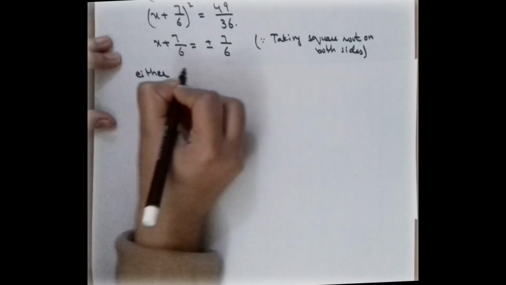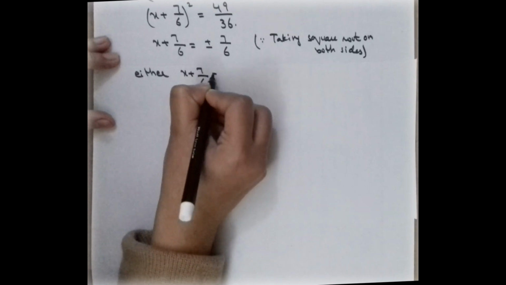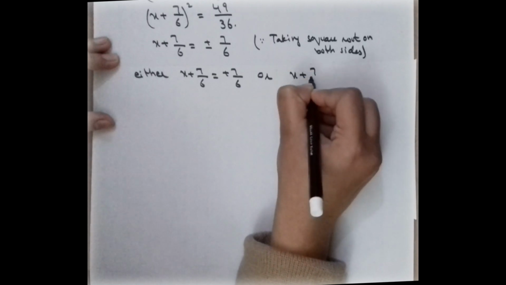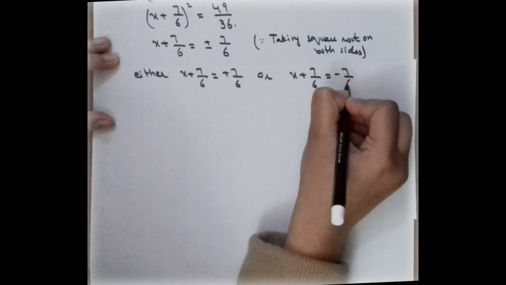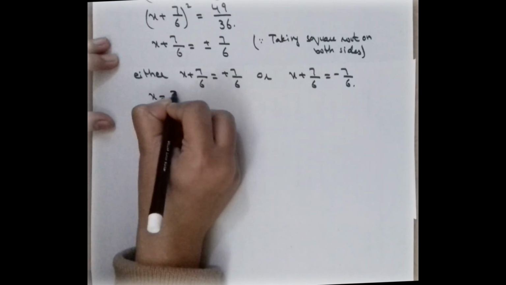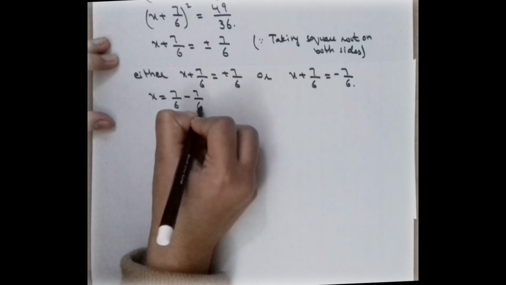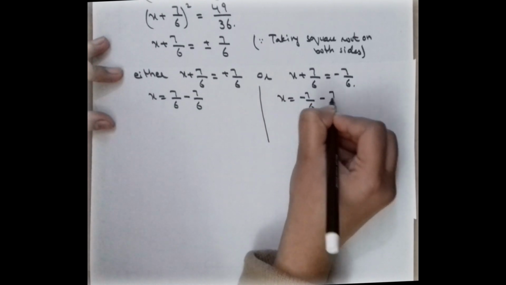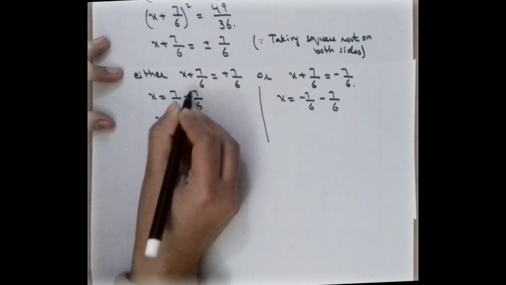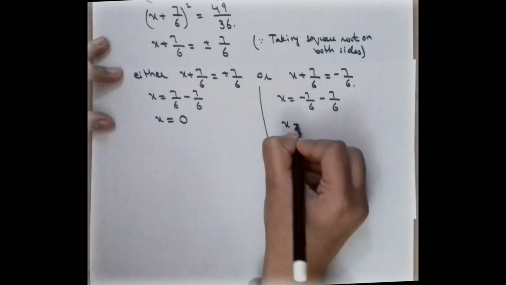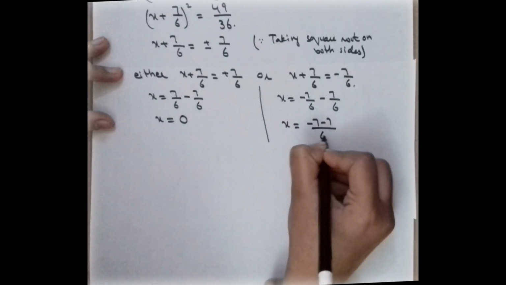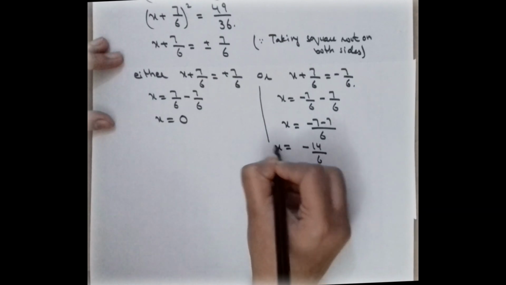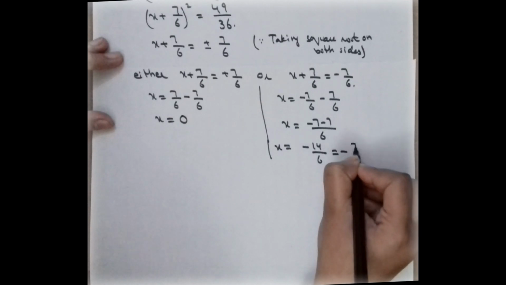Either x plus 7 over 6 is equal to positive 7 over 6, or x plus 7 over 6 is equal to minus 7 over 6. So x is equal to 7 over 6 minus 7 over 6, and in the other case it is equal to minus 7 over 6 minus 7 over 6. So it will cancel out with each other. So x is equal to 0 in that case, and in the other case it is equal to minus 7 over 6, taking LCM as 6, minus 14 over 6, which is equal to minus 7 over 3.